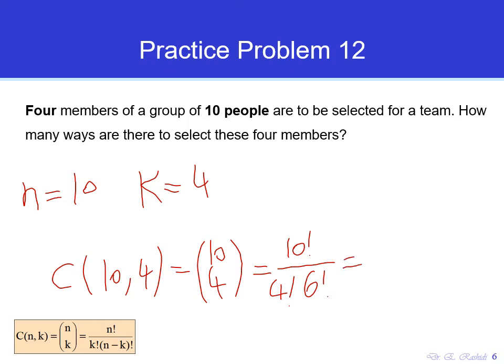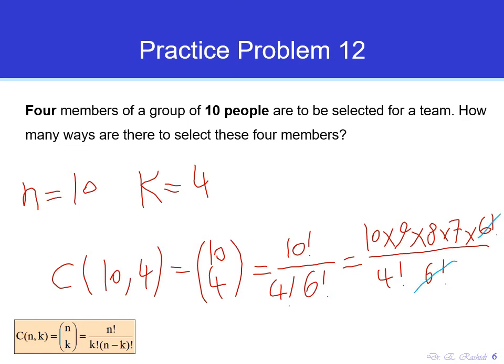All right, so let's do this. 10 factorial, I can write it as 10 multiplied by 9 multiplied by 8 multiplied by 7 multiplied by 6 factorial. And I have 4 factorial and 6 factorial in the denominator. So I can cancel out 6 factorial with the 6 factorial in the denominator. Then I have to expand the 4 factorial in the denominator. I'm going to write it as 4 multiplied by 3 multiplied by 2 multiplied by 1. And now I have to cancel out these values with the numerator.